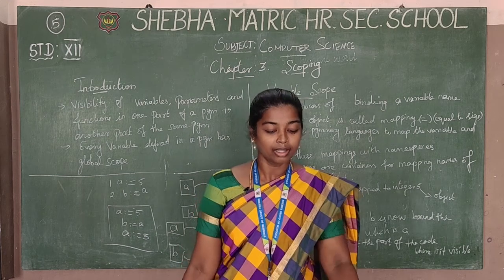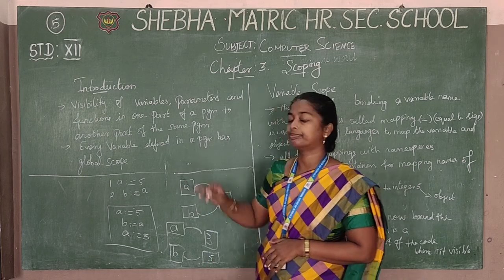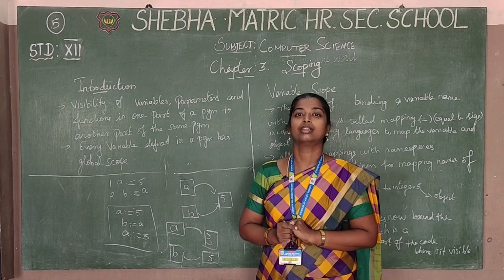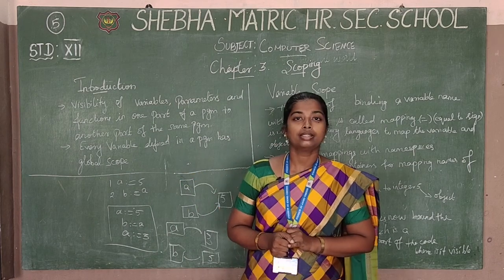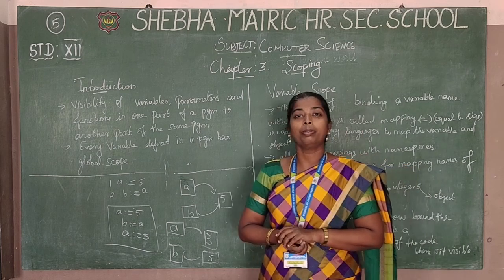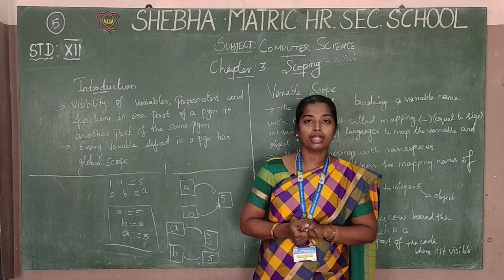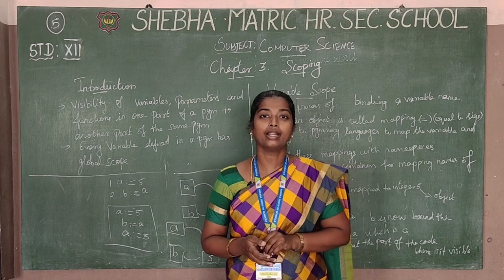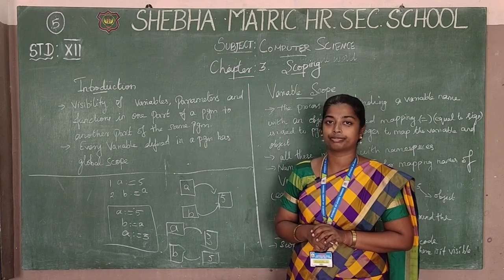Okay, then today I am taking the lesson in chapter 3. First chapter is function, second chapter is data abstraction, third chapter is scoping. Okay, scoping is a variable. There are 4 types of scoping variables in this lesson. We can explain later. Okay, first, let me explain the introduction.